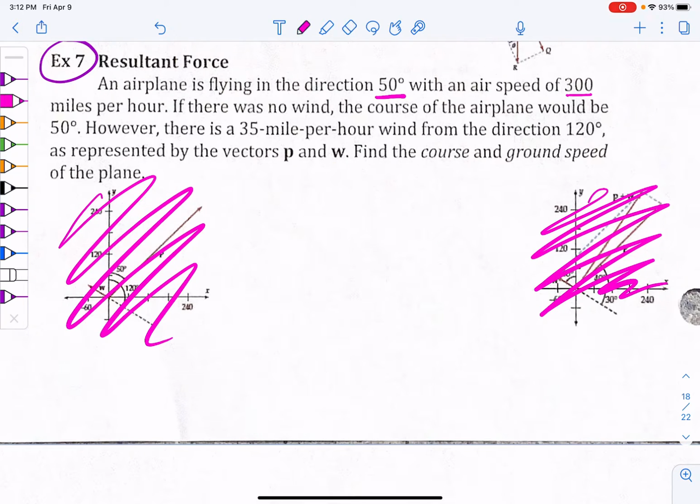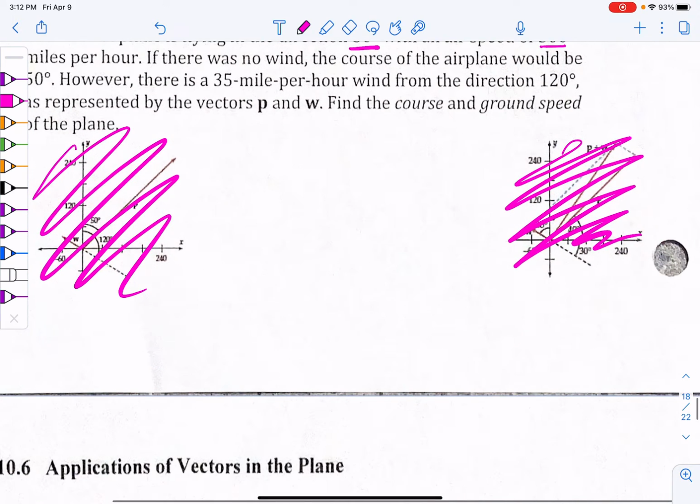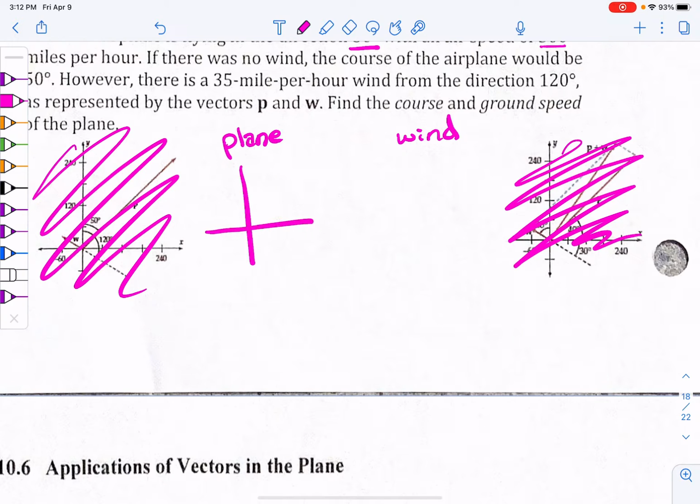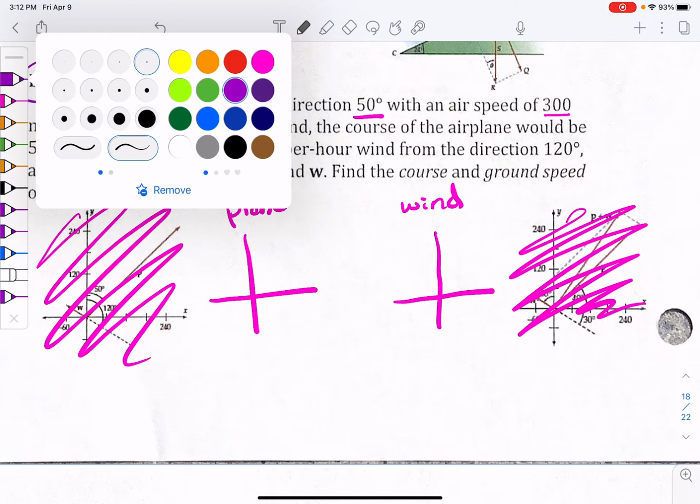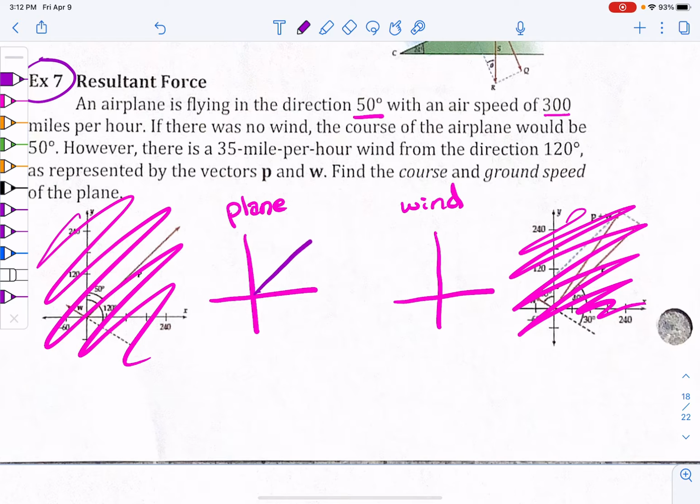All right, so we have two forces, like the two forces up here. The forces are the direction of the plane and the direction of the wind, okay? So we have to look at plane versus wind and what's happening. An airplane is flying in the direction of 50 degrees at a speed of 300. So I'm going to go here, and I'm going to go 50 degrees, and we label the magnitude of that vector with the 300. So 300 is the speed of it going this way, because that's how the plane travels.